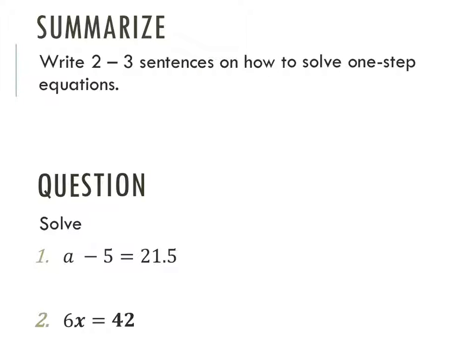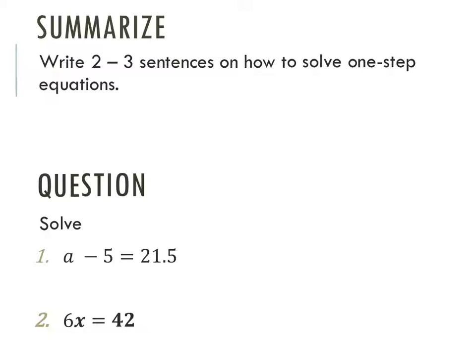All right, so at the end of every lesson, you're going to have to do a summary and a question. Summarize just means tell me in 2 to 3 sentences how to solve one-step equations. To start you off, you could say, I solve one-step equations by, and tell me how you do that. And you could even talk about, I checked my one-step solution by doing this. There's 2 sentences right there.